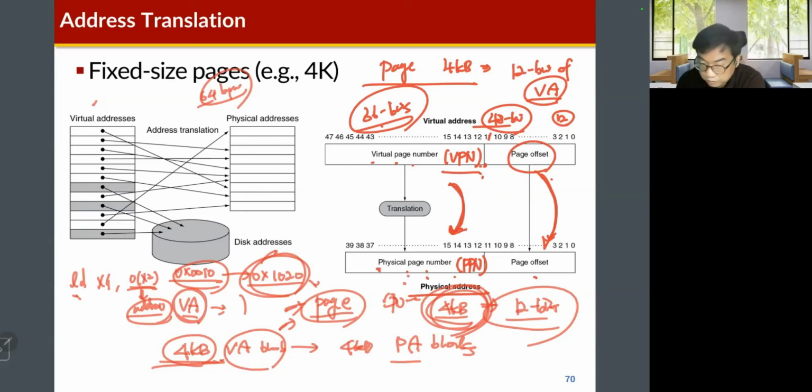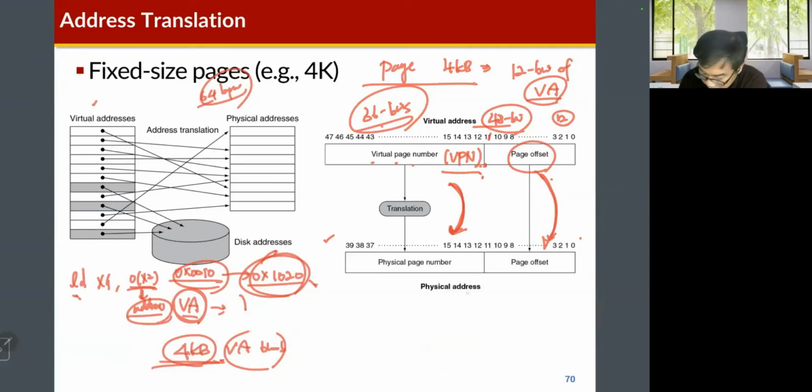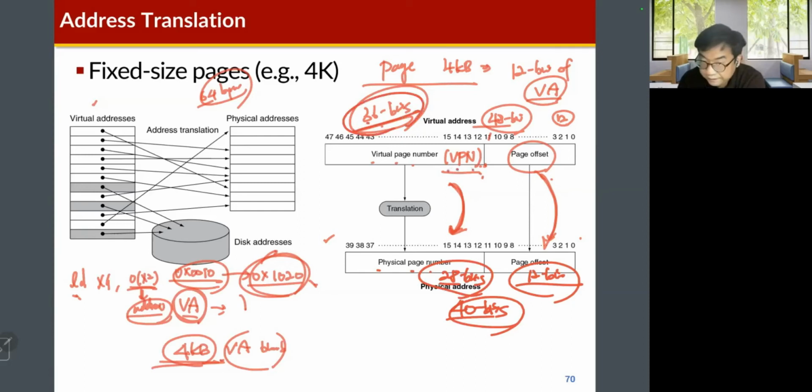These 36 bits are translated into the physical page number. And how about the size of the physical address? In this example, the size of the physical address is 40 bits. And also this is the 12 bits, which means the physical page number occupies 28 bits, right? So the 36 bits of VPN, the virtual page number, is translated into the 28 bits of PPN, the physical page number.